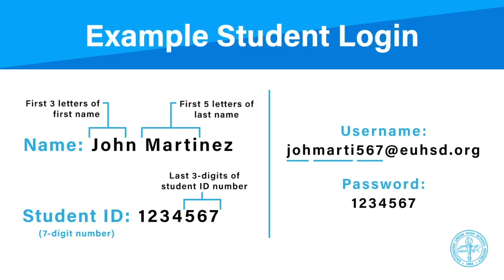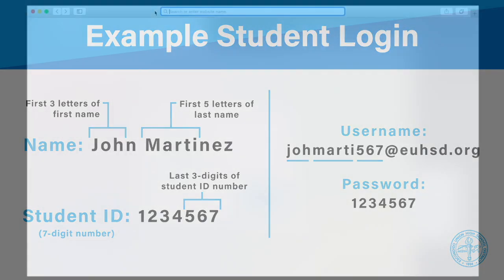Each student has a unique username composed of the first 3 letters of their first name, the first 5 letters of their last name, and the last 3 digits of their student ID number. Please use the following example for reference. The unique username is followed by the @euhsd.org. The password for your student Canvas account is your student ID number.